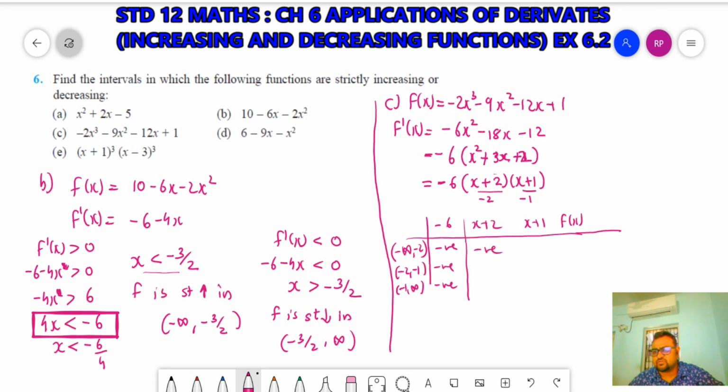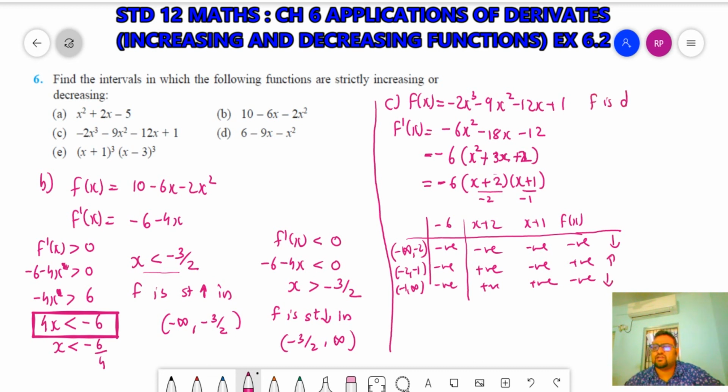In the first, both are negative. In the second, the first is positive, the second negative. And in the third, both positive. Three negatives, negative. Two negatives, positive. Two positives, one negative, negative. So decreasing, increasing, decreasing.